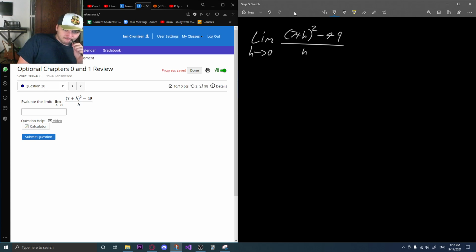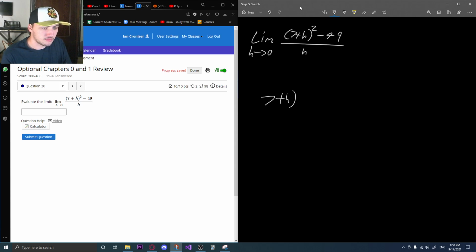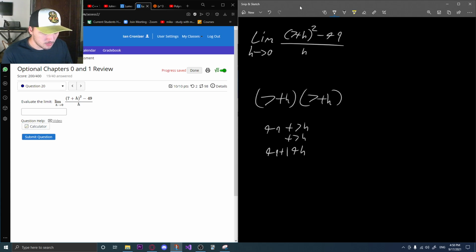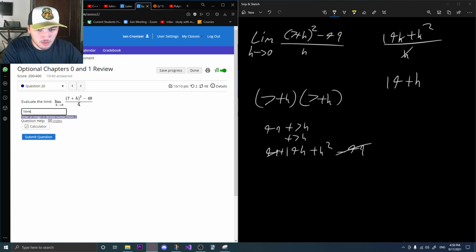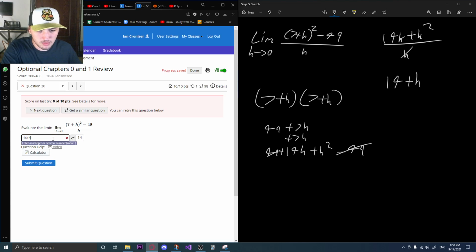This one, just evaluating it, I guess. Pop it, get it all out because it's going to cancel. 7 times 7 is 49 plus 7H plus 7H, that's plus 14H, plus H squared, minus 49. So now we're left with 14H plus H squared all over H. Kind of cancels like that. Maybe 14 plus H. Come on, don't yell at me. It's just 14.